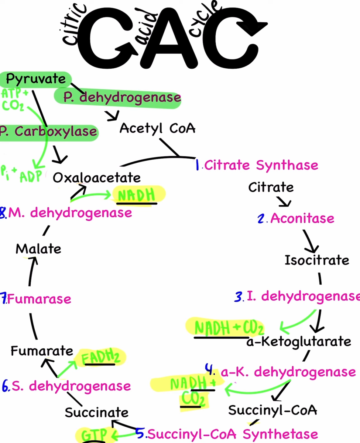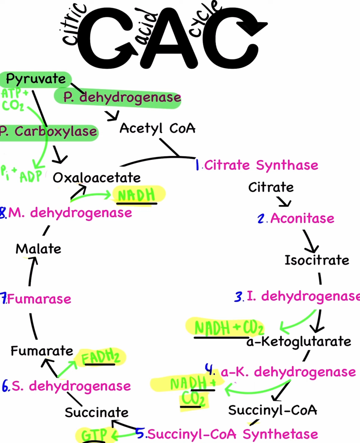So afterwards, it produces succinate. And then succinate has the enzyme succinate dehydrogenase, which then produces fumarate and FADH2. And that's going to be super easy to memorize. Why? Because fumarate begins with an F, FADH2 begins with an F, and so you'll remember that one easily.